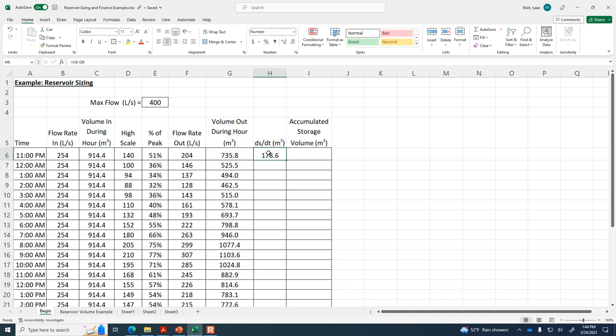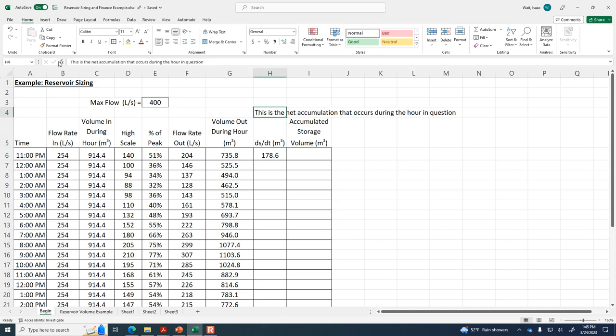So people are using water during the 11 o'clock hour, but there's more water coming into the reservoir than is being used. And the difference is 178.6 net accumulation of water, net storage. So I guess if I was going to give this a name, I'd say this is the net accumulation that occurs during the hour in question. So we assume that there's the same flow rate.